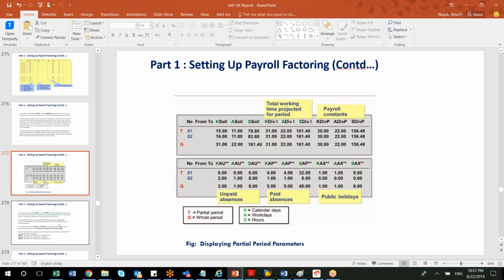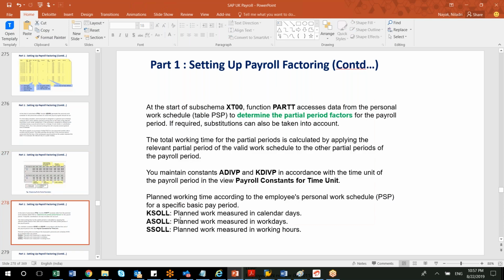So whenever you get any kind of table, you will be able to see whether these are different constants, payroll constants or time constants. For the naming convention, just remember K is always for calendar days, and ASO double LL is for working days, and if it's a double SO double L then it is for planned work measured in working hours. These deviations and calculations you will be able to see whenever we run any payroll and identify these scenarios.